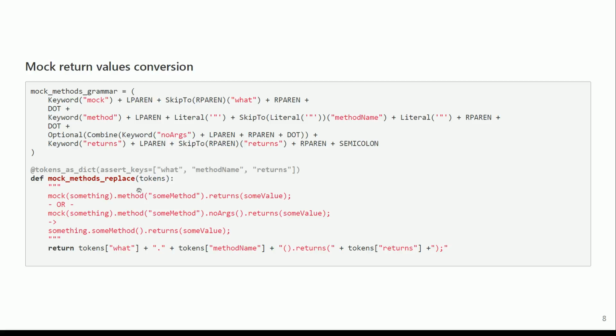So the resulting will be throwing away the mock stuff, and just puts in the first place the thing that we found, dot the method that we found, and what it's supposed to return.